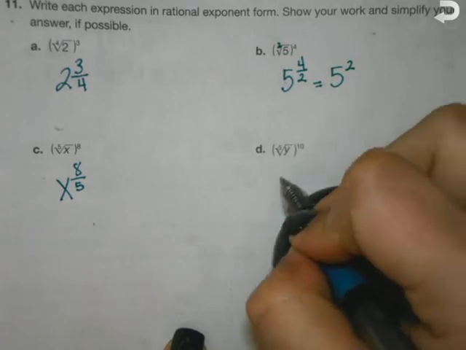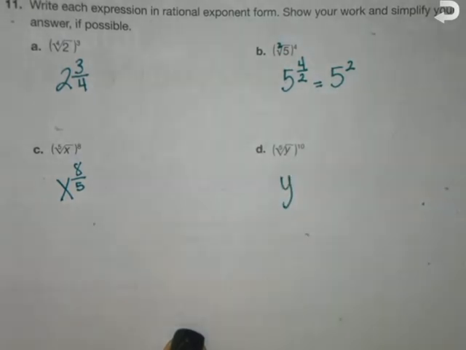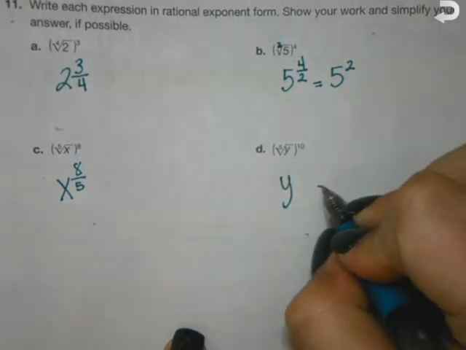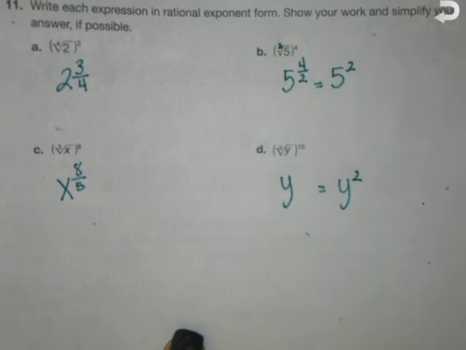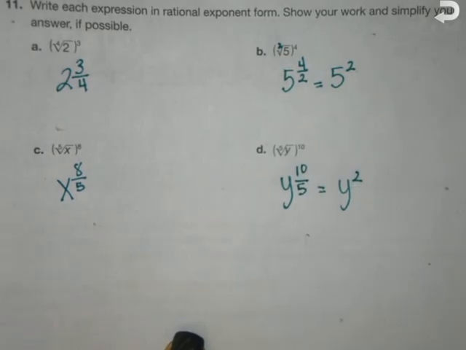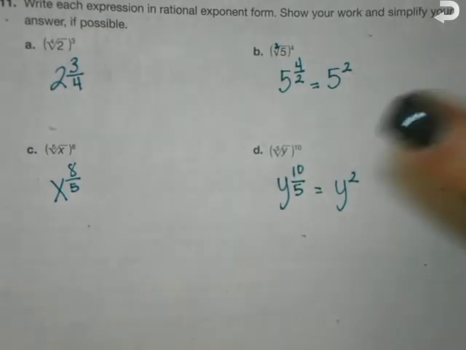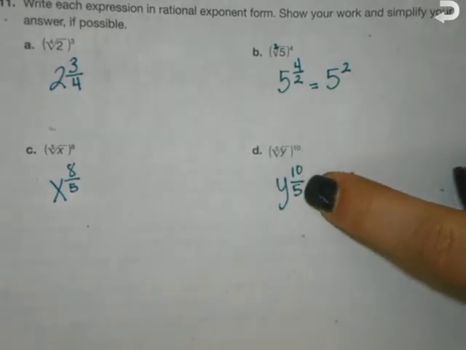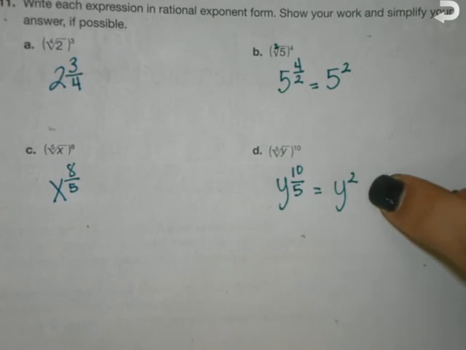Y to the 2nd. So how'd you get to Y to the 2nd? Well, first I had y to the 10 over 5. Perfect. So I reduced it. Exactly. So we have Y to the 10 over 5. 10 over 5 reduces to 2. Okay? Thumbs up if you got all those right.